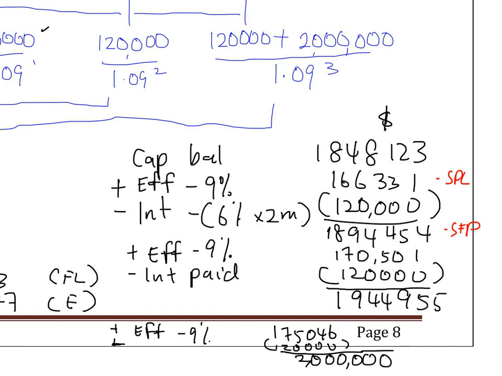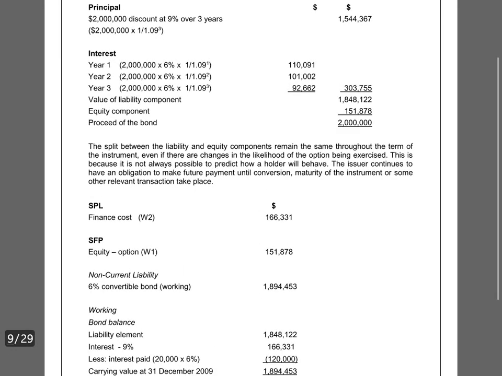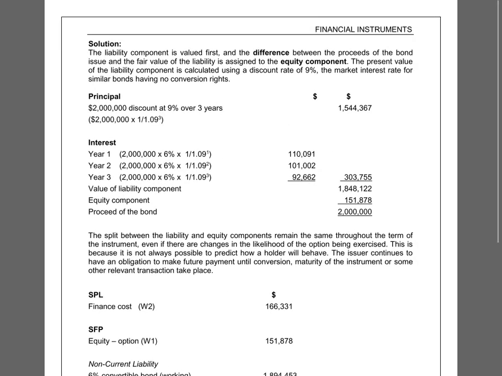This is for how many years? 2019 until 2021. So 19, 20, 21, 3 years. So calculate which one first? Calculate liability first. Meaning you have to find your cash flow in the next 3 years and discount. Cash flow in year 1, cash flow in year 2, cash flow in year 3, including the principal, discount, discount, discount.